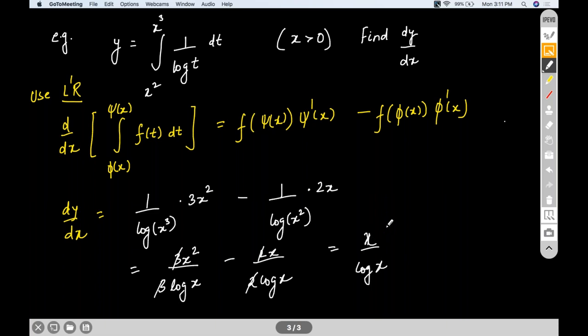And of course, we can take an x common on top. So it becomes x(x minus 1) by log x. And the reason why they have given x should be positive is because they want log to be a defined function. So this becomes your answer.